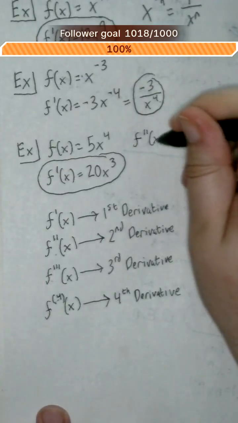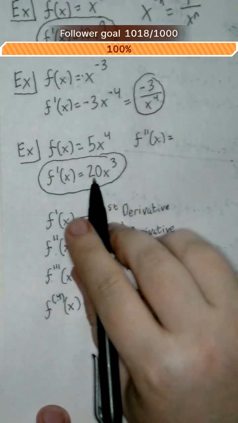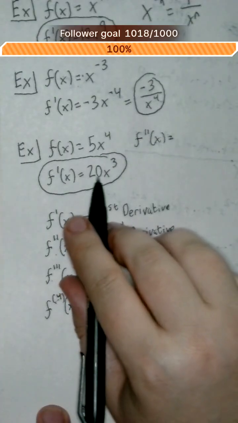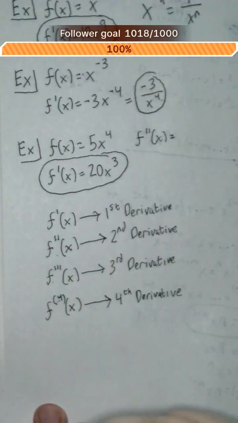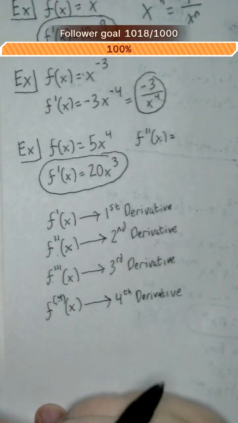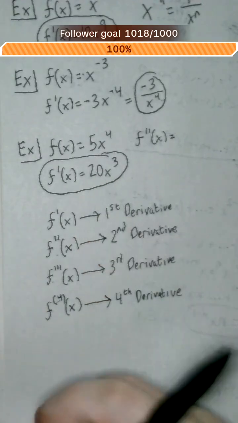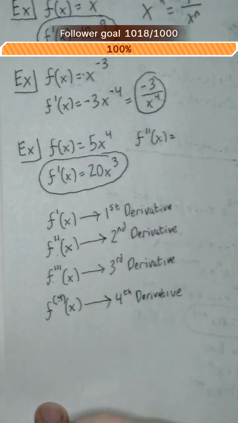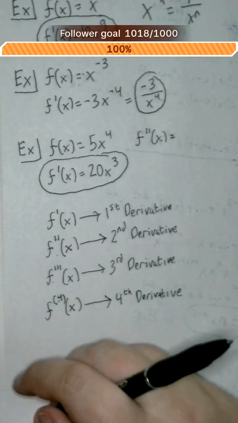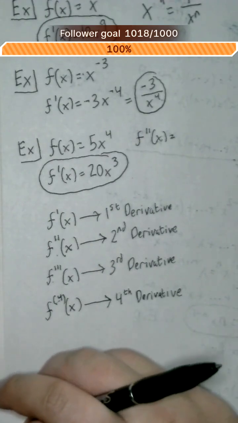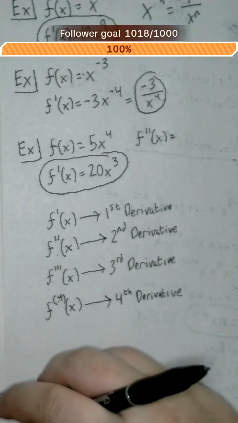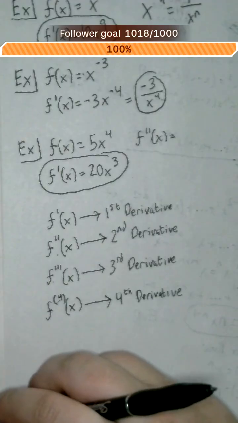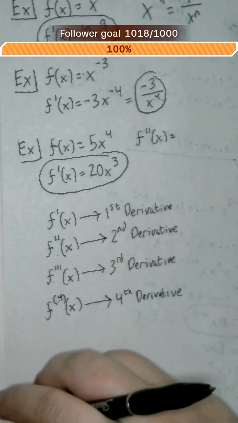So the second derivative is just the derivative of the first derivative. So what is the derivative of 20x cubed? What would be the derivative of 20x cubed? Jerry says 60x squared. Michael says 60x squared. Doll says 60x squared.